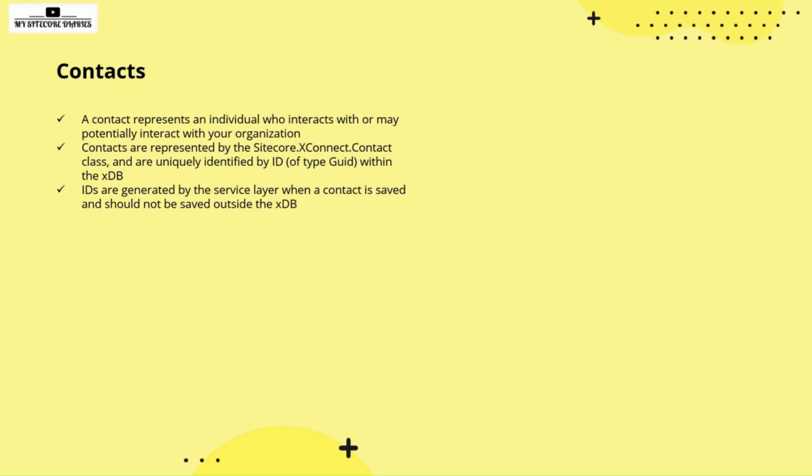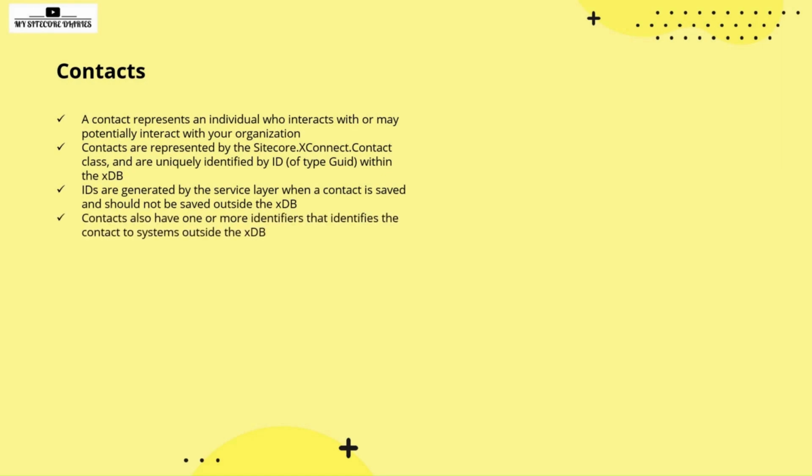So basically a contact, as I said, is someone who is interacting with your organization, say someone who is browsing your website. Those contacts are stored in the XDB, and when a contact is stored in the XDB, it generates the ID, which is the identifier for that contact.